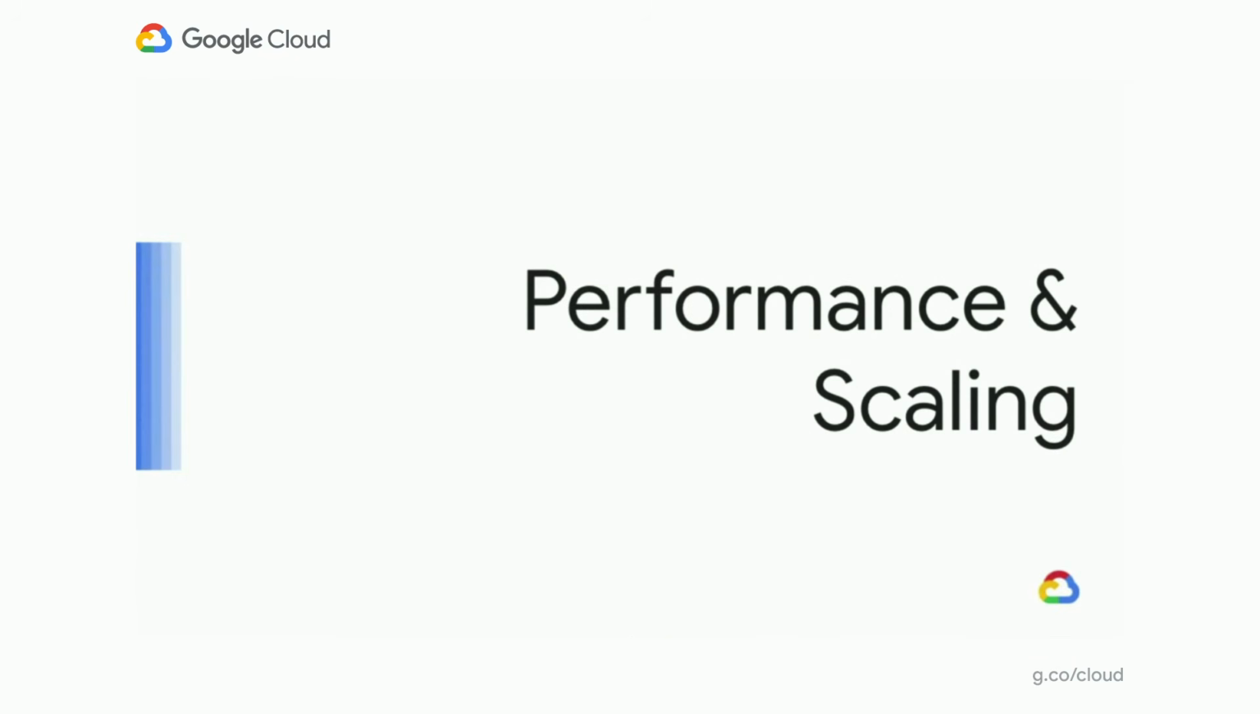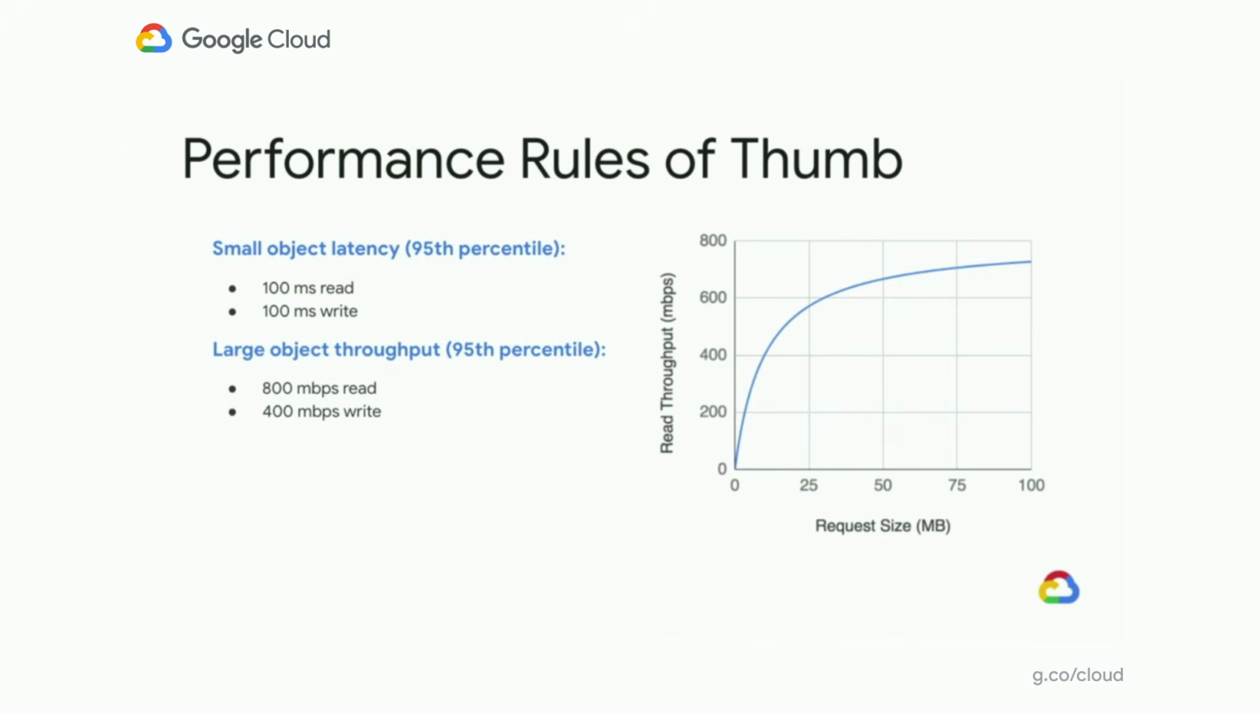Now let's talk about performance and scaling. So first, let's understand the general performance characteristics of object storage. One of the things to remember here is that latency for small objects could be relatively high. At 95th percentile, a 1 byte read could take about 100 milliseconds, and the same applies for write as well. The strengths of cloud storage are really horizontal scalability and single stream throughput. So, for a large enough object, you should be able to get about 800 megabits per second for read and 400 megabits per second for writes.